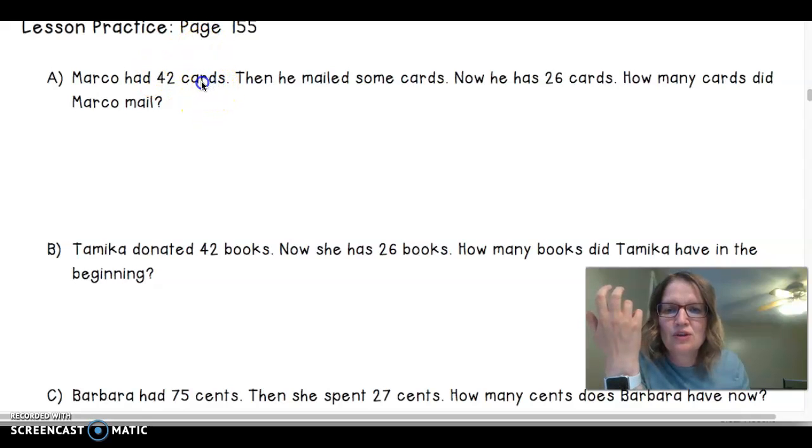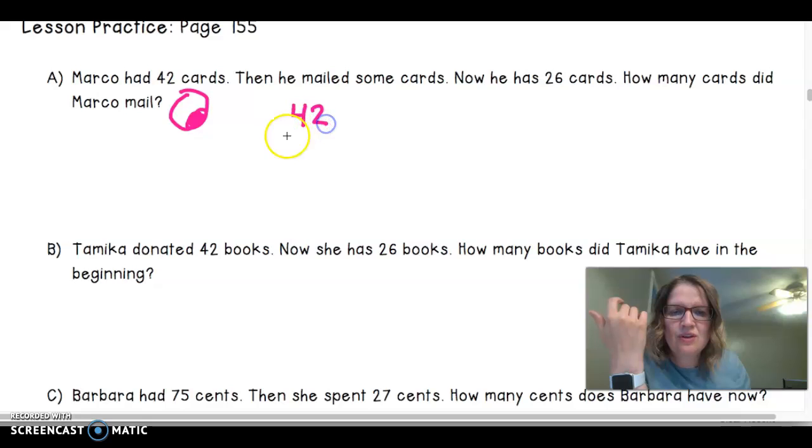He had this big batch, and then he mailed some of them right here. Now we want to know how many he has left. I'm going to erase that really fast. Okay, so we have 42 cards, and he mailed some. We're going to just put S, and now he has 26 cards.